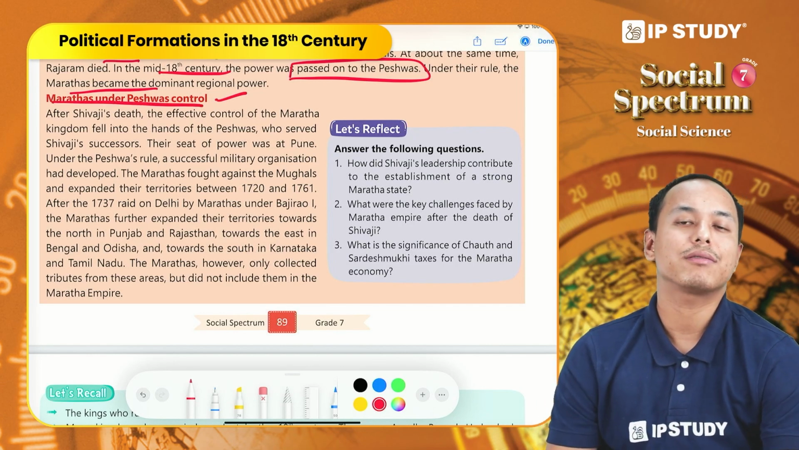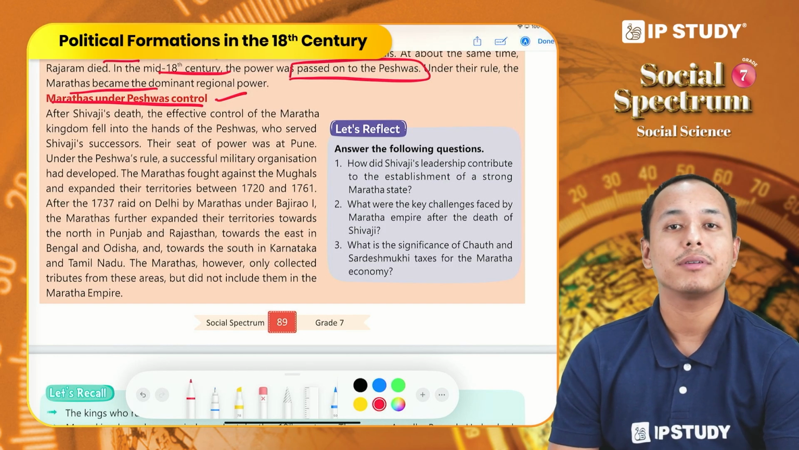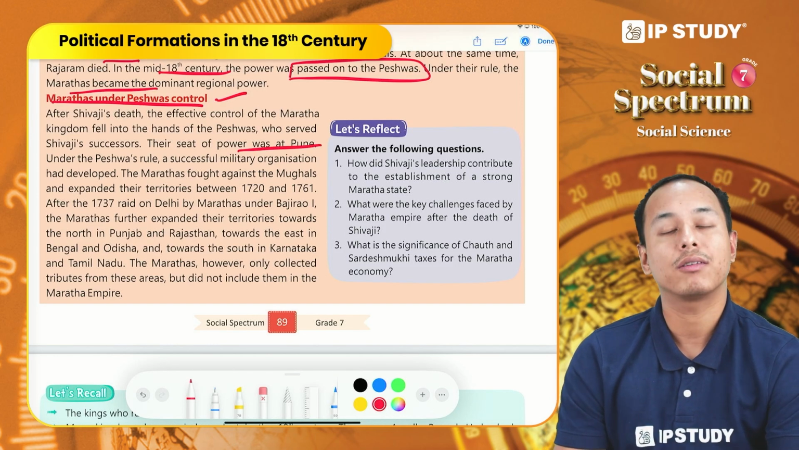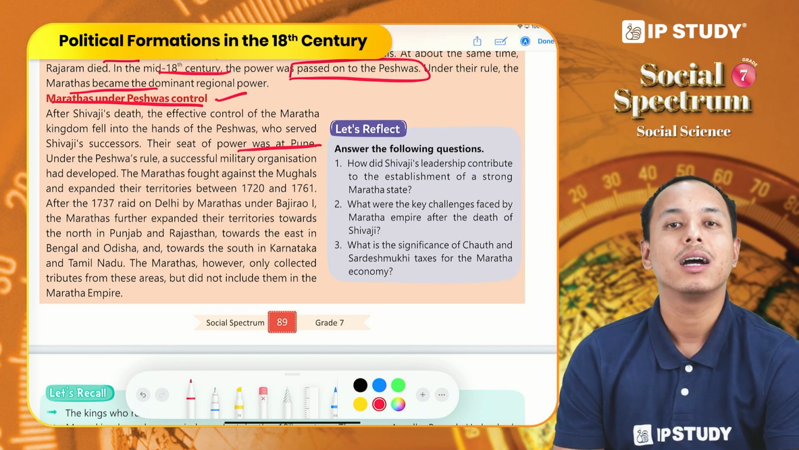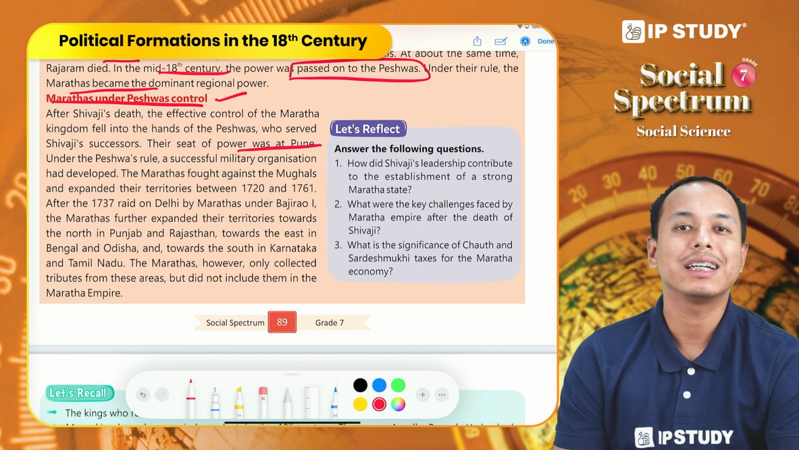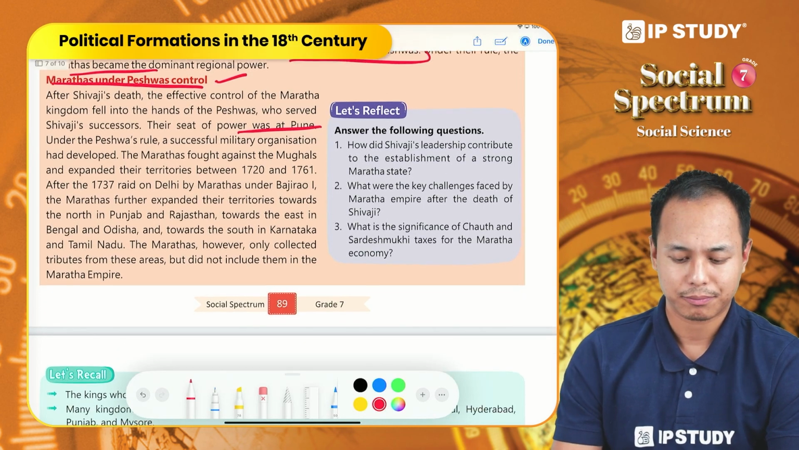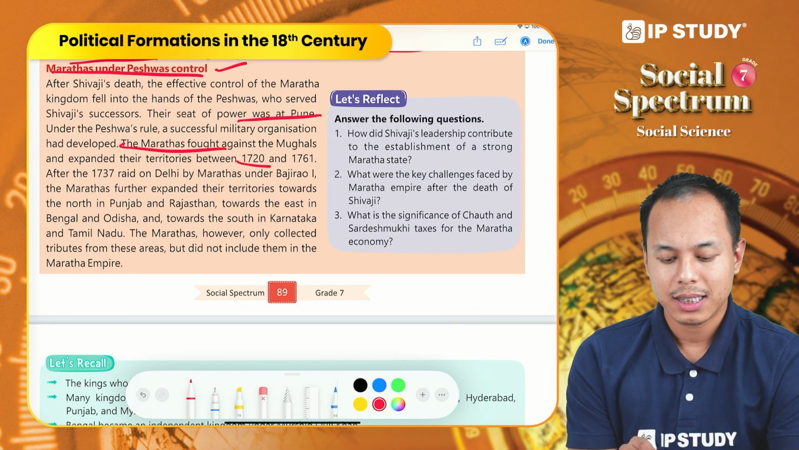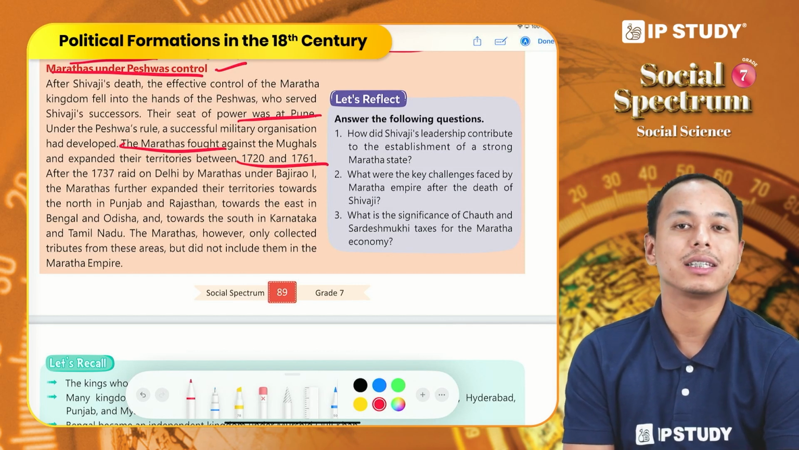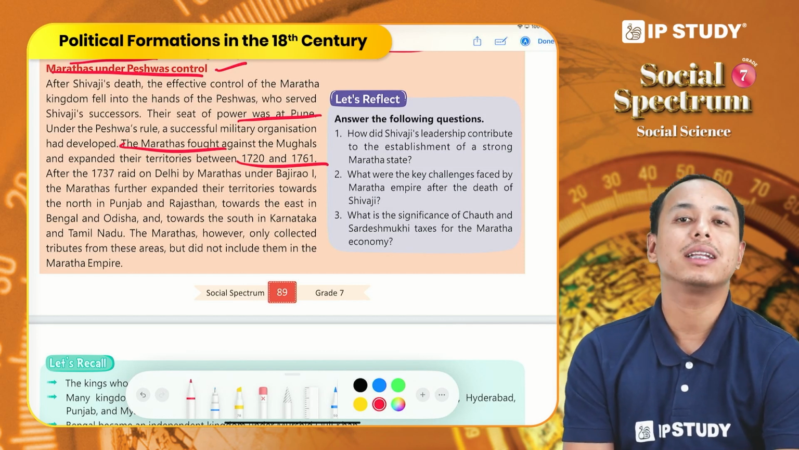After the death of Shivaji and his sons, the power fell into the hands of the Peshwas, who ruled from Pune, their seat of power. Under the Peshwas, they developed and organized a strong, disciplined army. The Marathas fought against the Mughals, and between 1720 and 1761, the Marathas expanded their territory.